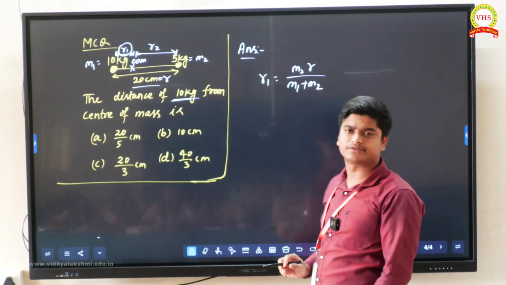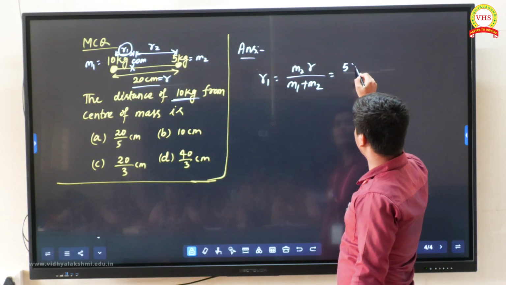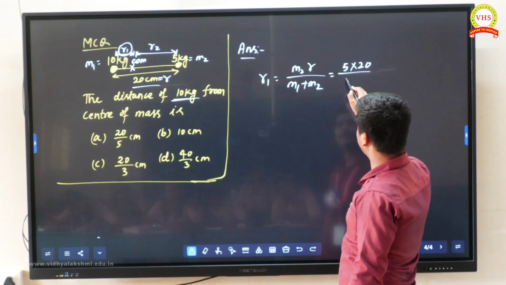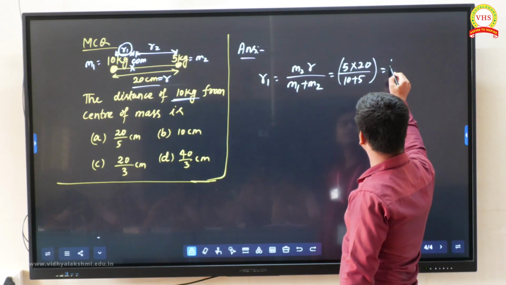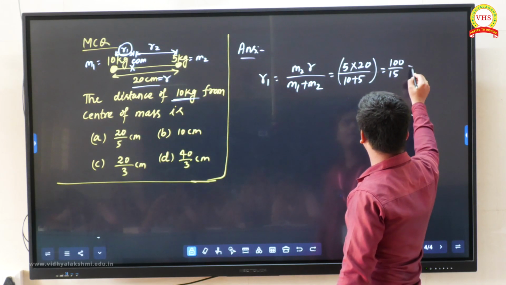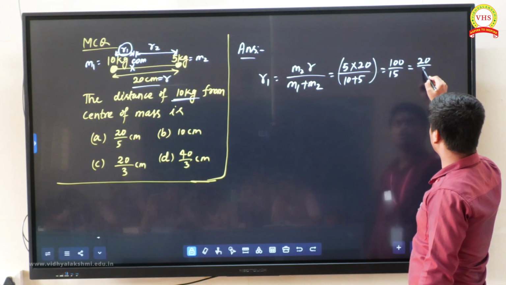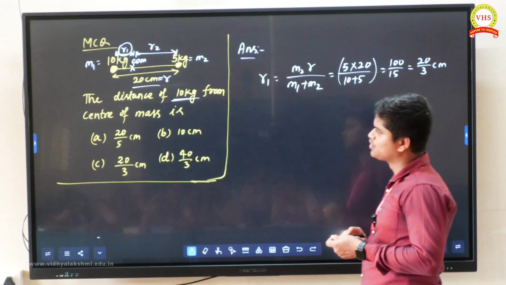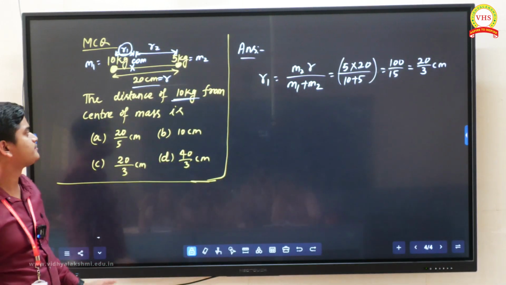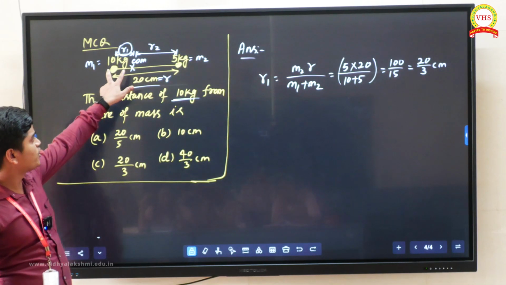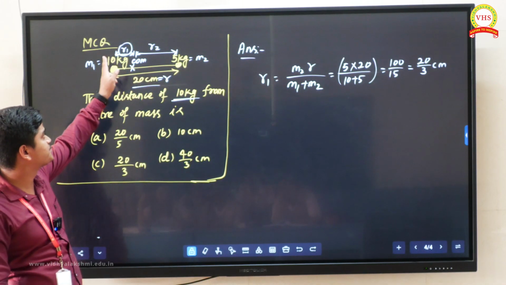20 centimeter is R. Now what to do? Directly substitute the values. So 5 into 20 divided by 10 plus 5. So now this is 100 by 15. You can also solve this with 5 you can cancel. It will be 20 by 3 centimeter. So 20 by 3 centimeter means it is something around 6.6. That means 6.67 centimeter from the 10 kg. Center of mass is at 6.67.